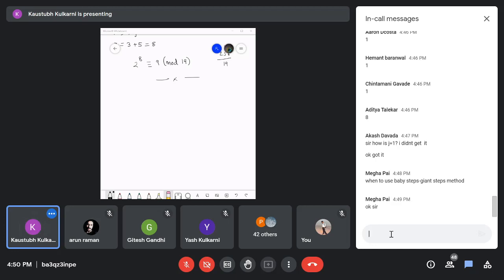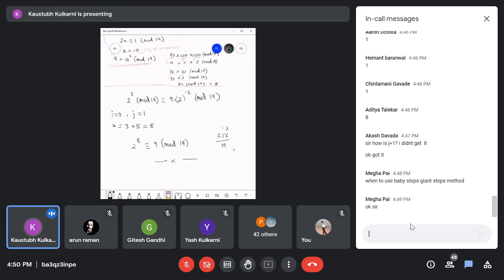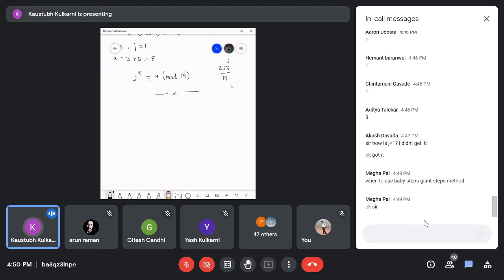There is one more method to find the discrete logarithm. It's called the index calculus method. So let's say we want to find 2 raised to x is congruent to 55 mod 101.